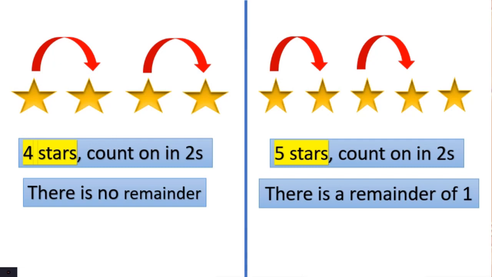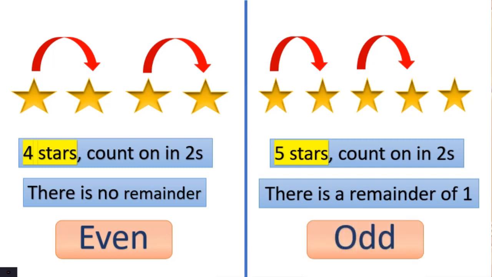Four stars. If you count on in twos, there is no remainder. 2, 4. That's even number. So 4 is an even number. 5 stars. Count on in twos. When you count on in twos, it's going to be 2, 4, and then plus 1, it's going to be 5. So there is a remainder of 1, meaning that is an odd number. 5 is an odd number.